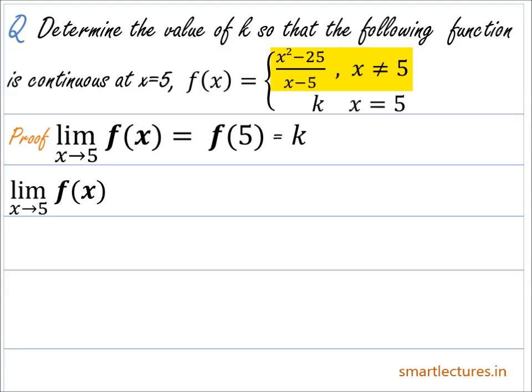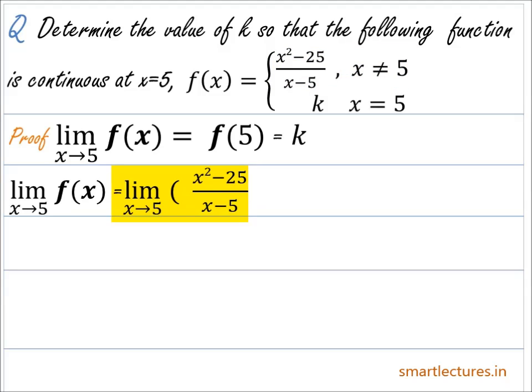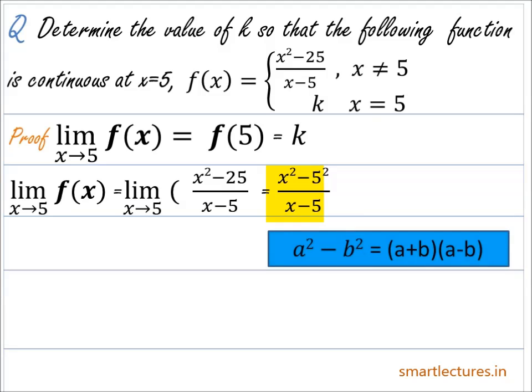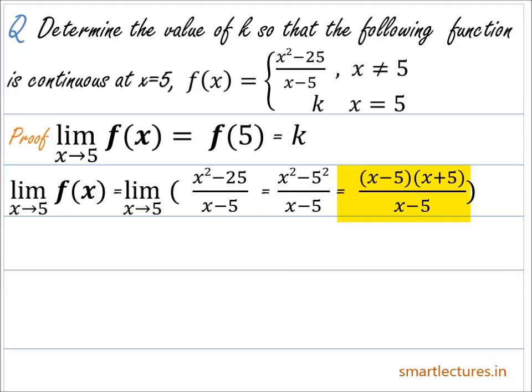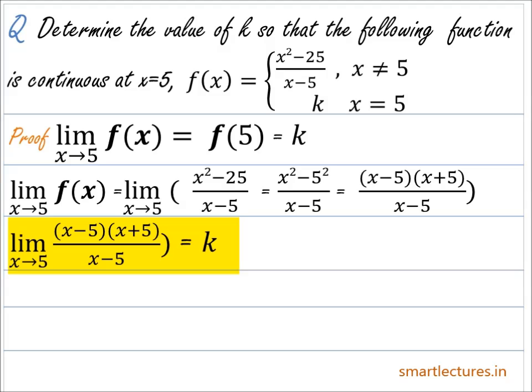So now this limit can also be written as limit x approaches 5, x square minus 25 upon x minus 5. In the numerator, x square minus 25 can also be written as x square minus 5 square. And what's the value of a square minus b square? a square minus b square is equal to a plus b into a minus b. So x square minus 5 square can also be written as x minus 5 into x plus 5. So now this limit can be written as x minus 5 into x plus 5 upon x minus 5.